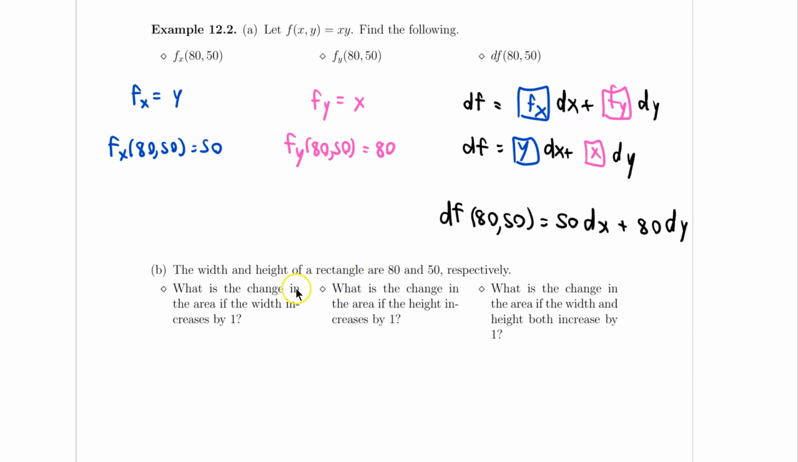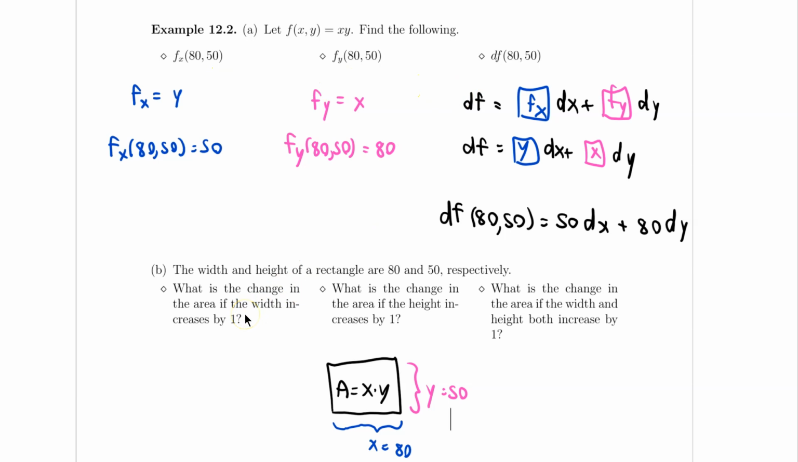Let's say I have a rectangle, and the width and the height of my rectangle are 80 and 50. So what we have here is a rectangle, and I can think of the width as my x, I can think of the height as my y, and I can think of the area of this rectangle as just the value of my function f, which is going to be just x times y. And currently the value of my x is 80 and the value of my y is 50. So that 80 and 50 is the number that we have from earlier.